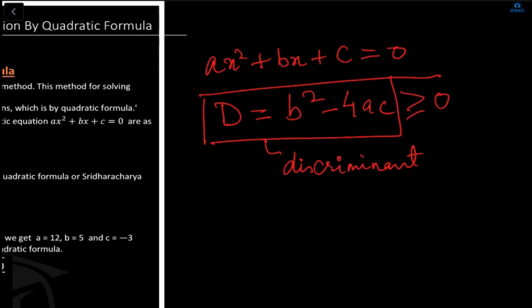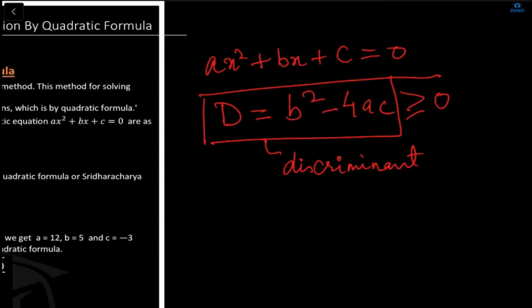If it is less than 0, after one or two questions I will tell you how you can find out whether there will be equal roots, unequal roots, or no roots by comparing this D. If after comparing D you come to know that there is no root, you don't need to solve further.